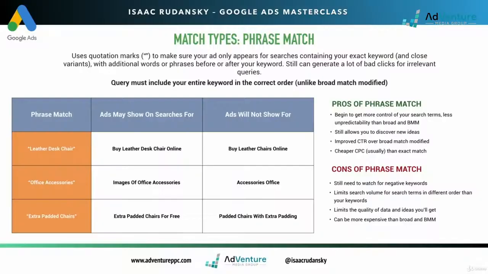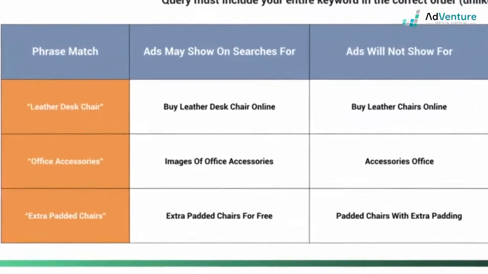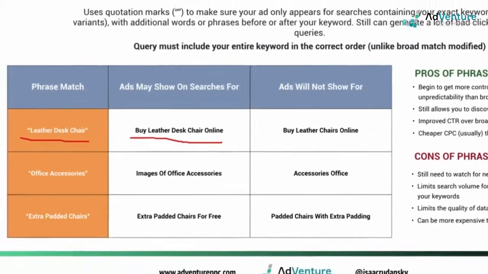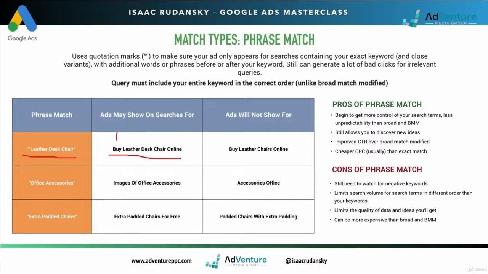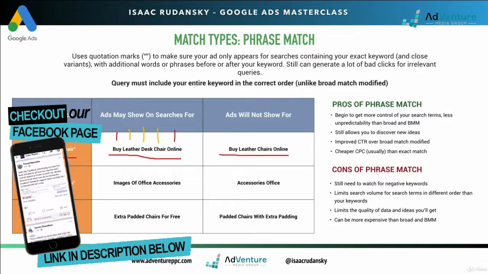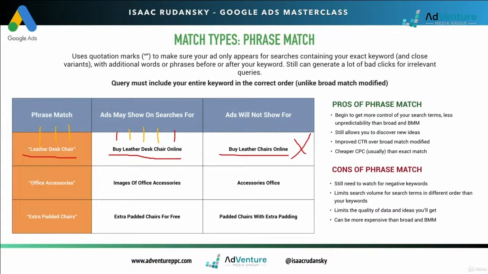Leather desk chair, closed in quotation marks over here. Buy leather desk chairs online. That's an example of what an ad might show for, even though buy and online were not included in my phrase, because leather desk chair is included in that search term in the right order, as I had it in my keyword. Ads will not show for buy leather chairs online, because my phrase was leather desk chair and that phrase is not inside that search query.